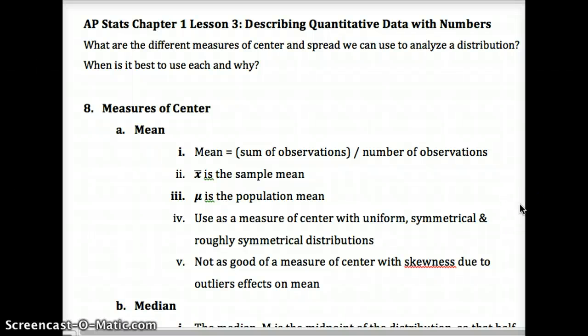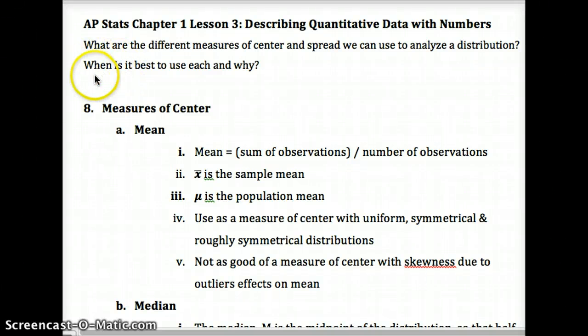This is the video for Chapter 1, Lesson 3, Describing Quantitative Data with Numbers. And really what we want to focus on is the question right here. What are the different measures of center and spread we can use to analyze the distribution, and then when is it best to use each and why?